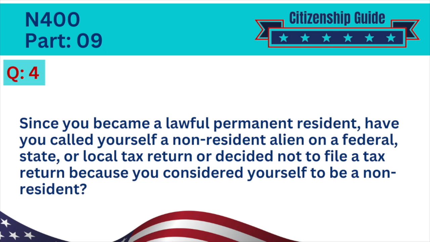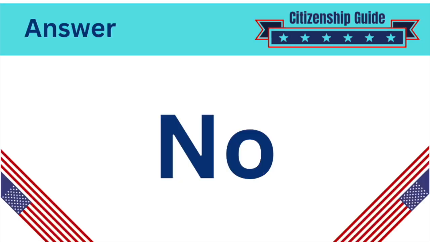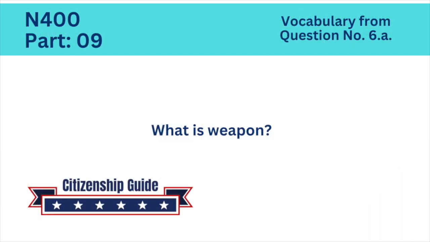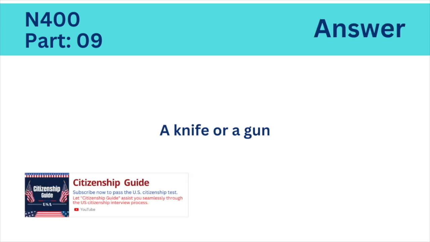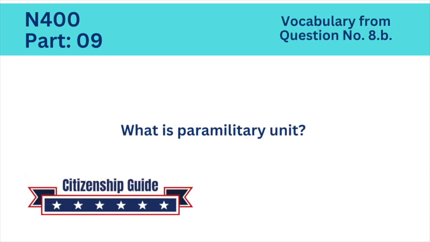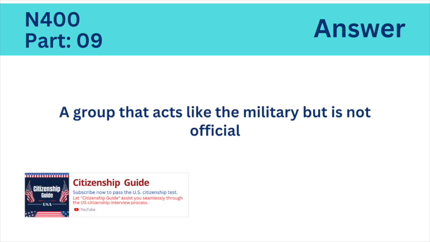Since you became a lawful permanent resident, have you called yourself a non-resident alien on a federal, state, or local tax return, or decided not to file a tax return because you considered yourself to be a non-resident? No. What is weapon? A knife or a gun. What is paramilitary unit? A group that acts like the military but is not official.